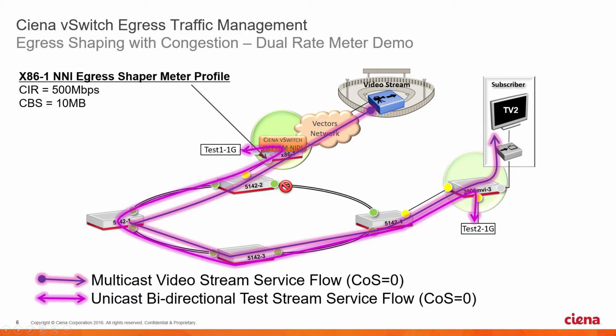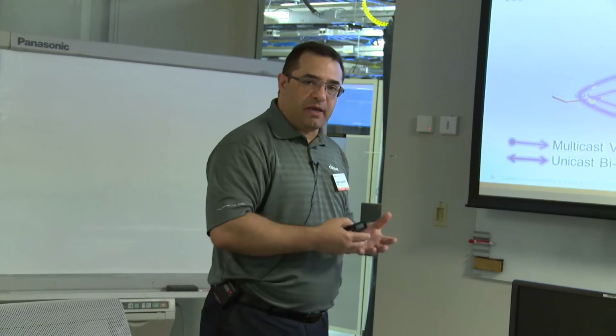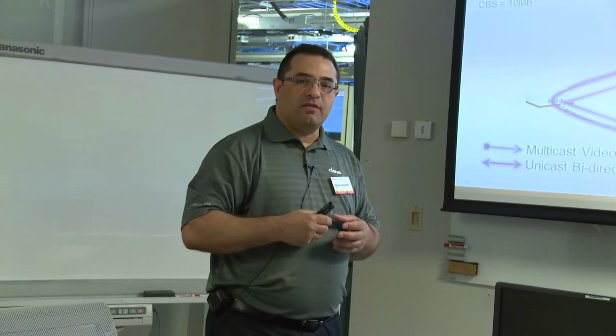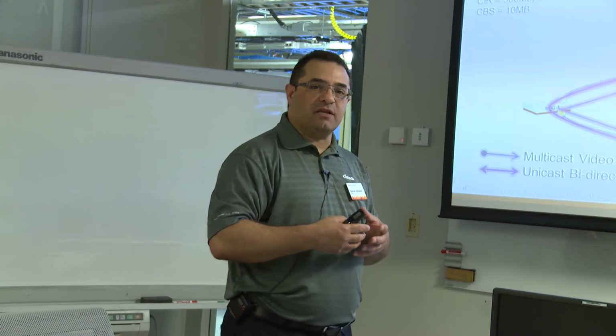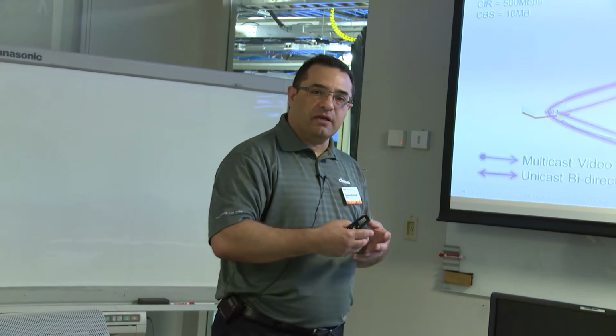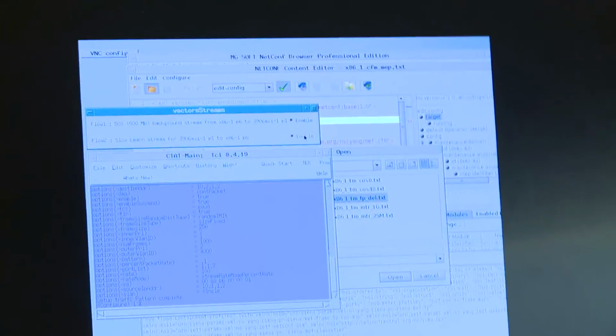Now, in addition, what we've done on x86-1 is we've set up an egress bandwidth profile with a committed information rate of 500 megabit per second and a committed burst size of 10 megabytes. There will be contention for the capacity of the shaper, and in doing so, some of the traffic will get discarded.